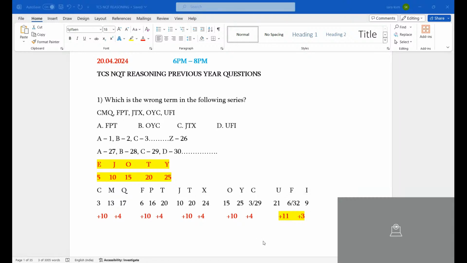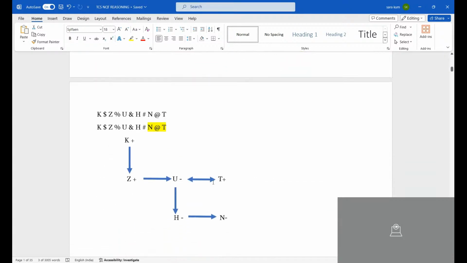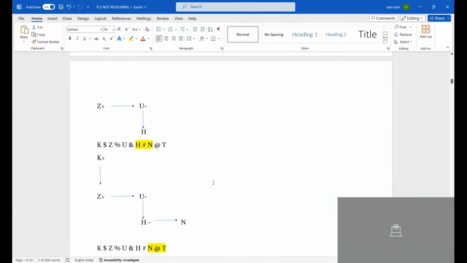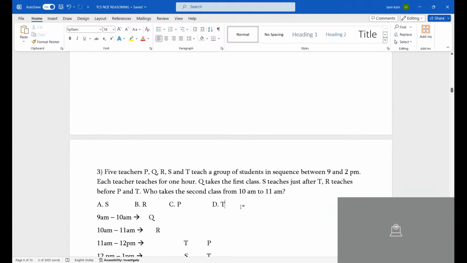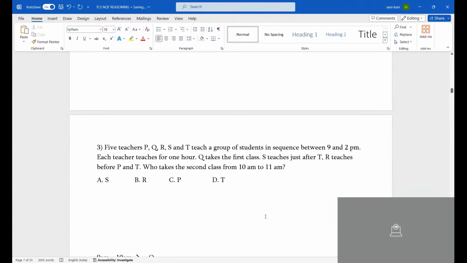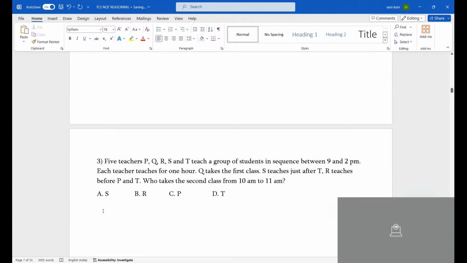Now we'll move on to the next question, guys. Hope now you understand both these questions. Now it's time for us to move to the third question. This is an arrangement question, very common among many companies, especially TCS. So let's read this question. We'll talk about how to solve this.